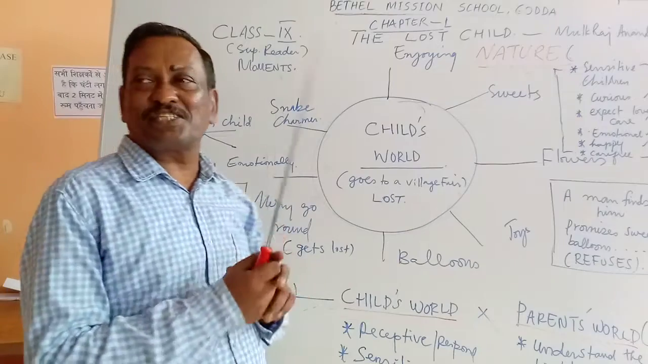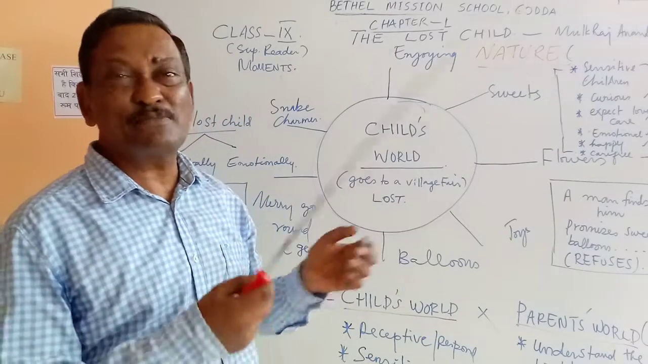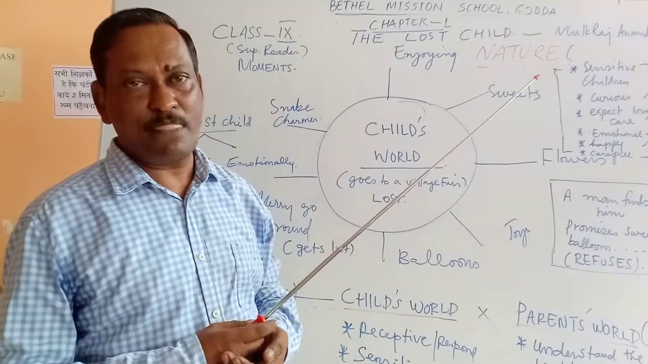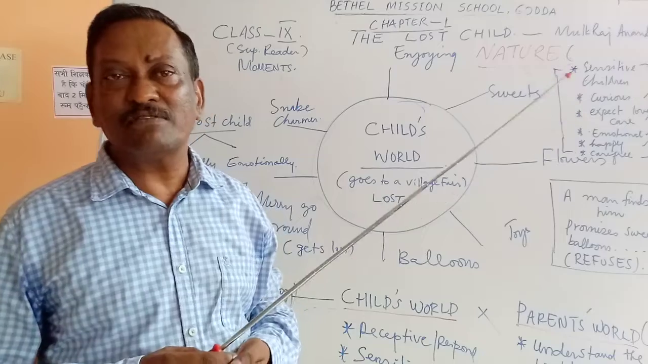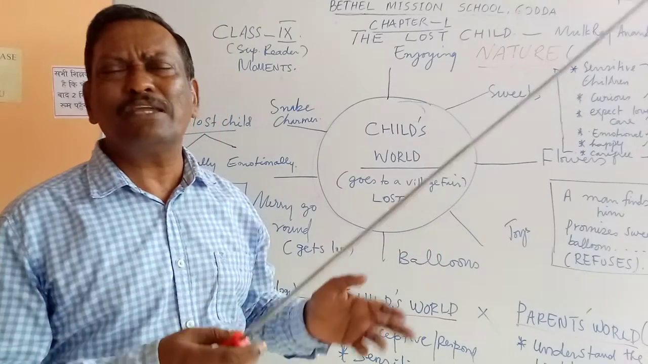So as soon as the child gets into the fair, the mela ground, so to say, he sees many things. Usually in the fair you have lots of things to see, lots of things to buy. There are sweets, there are toys, there are clothes, and there are many other things.